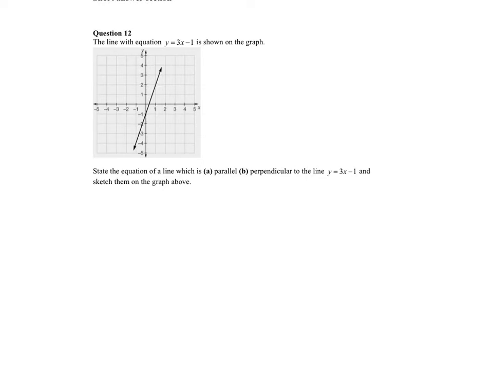All right, boys, let's start with this question here, question 12. The equation y equals 3x minus 1 is shown on the graph. State the equation of a line which is parallel and perpendicular. Okay, so first of all, two lines are parallel. That means the gradients of two separate lines, M1 is equal to M2. So I always refer to M1 as a gradient of line 1, M2 as a gradient of line 2.